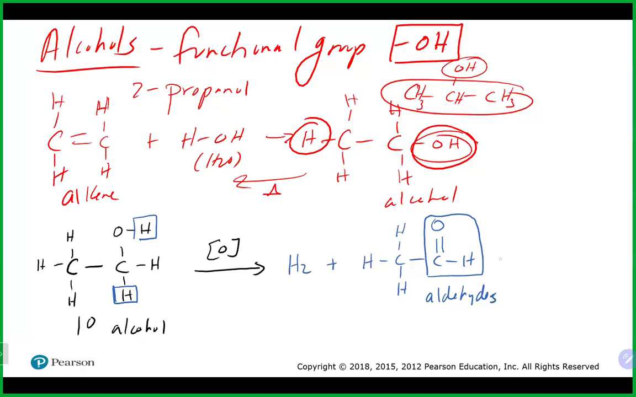By the way, if you oxidize this guy one more time, you will get what is known as a carboxylic acid. And that is actually going to be an insertion of an oxygen here, which is another definition of oxidation. And that makes this group right here, which is a carboxylic acid. So you could actually oxidize a primary alcohol twice. Once gives you the aldehyde, and then if you oxidize the aldehyde, you will get a carboxylic acid.